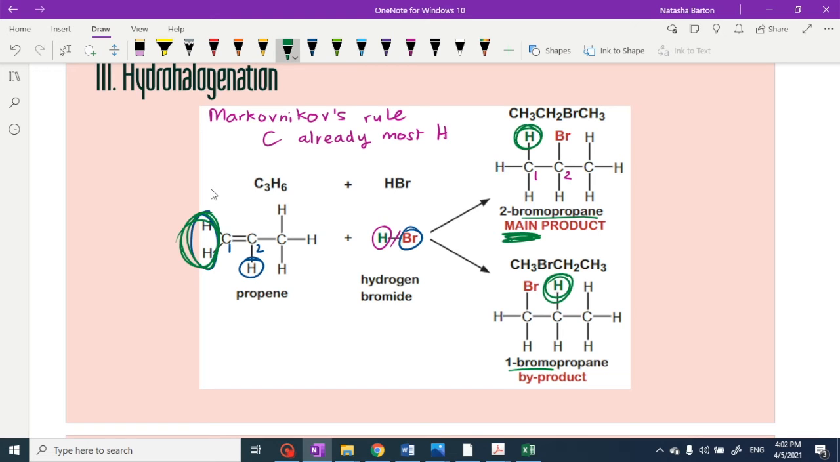So you're going to have a major product. Another name for the main product is a major product, and we're going to have a minor product. The major product is the favored one according to Markovnikov's rule. And to remember this, you need to think of the hydrogen atoms as human beings.